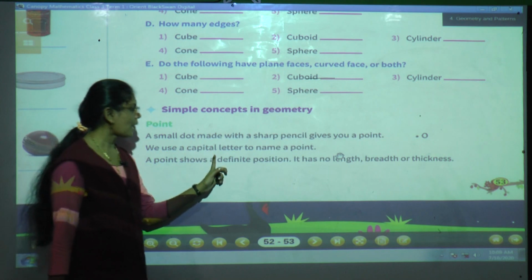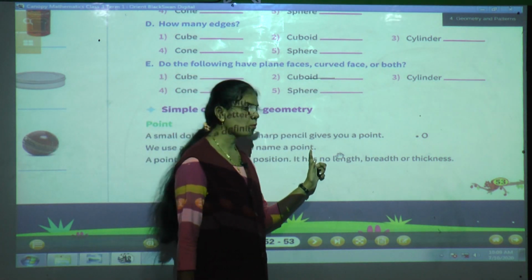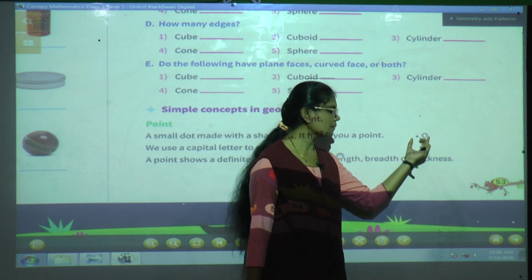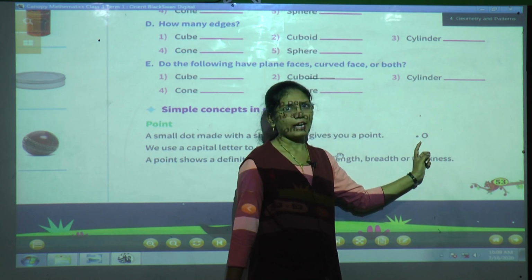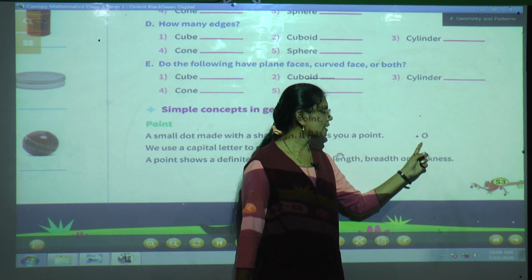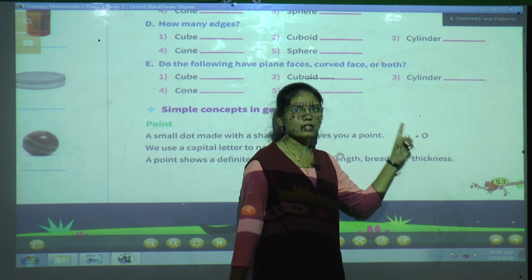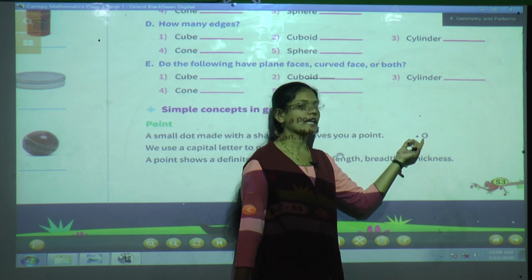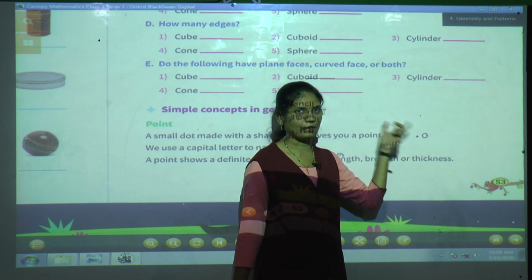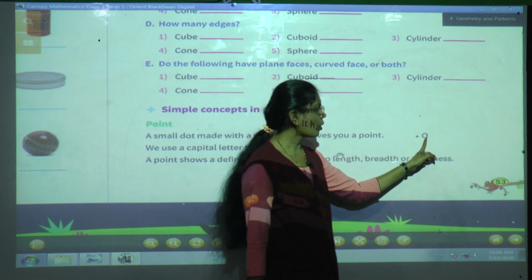We use a capital letter to name a point. Now here if you see in your textbook, the name of the point is O. And while writing the name, always we should use a capital letter. With the help of capital letters only we can give the name of the point. Okay, so here point O.